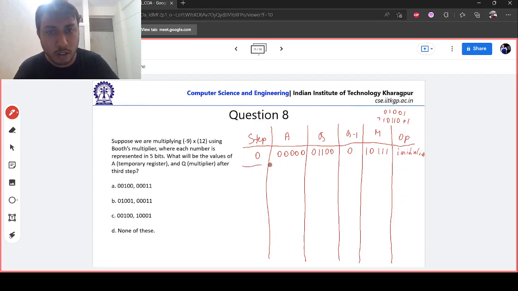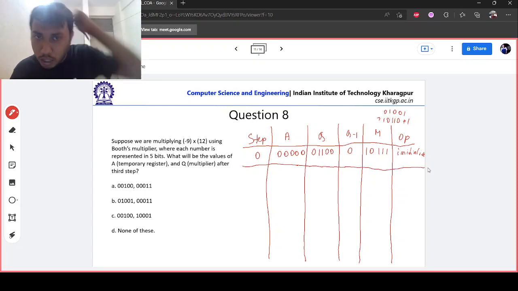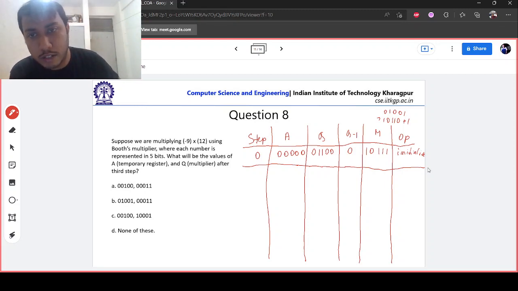So in step 0, the A is 0, that is the accumulator. The quotient is 0 1 1 0, that is 12. Q minus 1 will be initialized as 0. And M is 1 0 1 1 1.